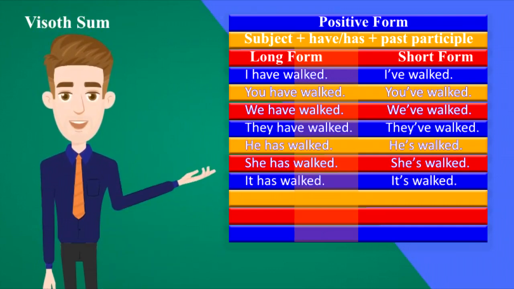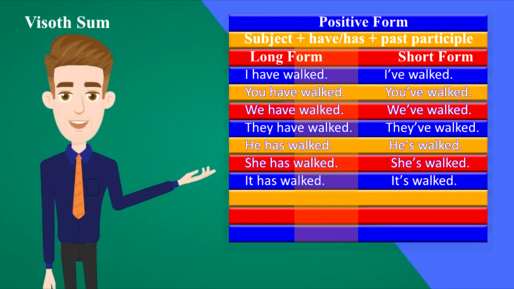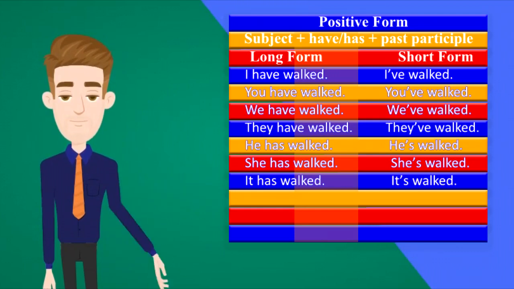I have walked. I've walked. You have walked. You've walked. We have walked. We've walked. They have walked. They've walked. He has walked. He's walked. She has walked. She's walked. It has walked. It's walked.